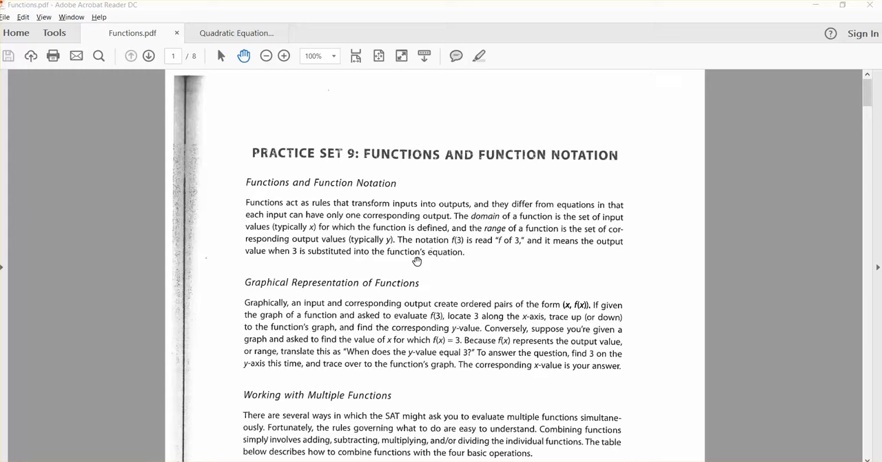Sometimes you'll see a notation like right here, f parentheses 3, that's read f of 3. So it means you plug in 3 into your function, and then f of 3 represents the output.